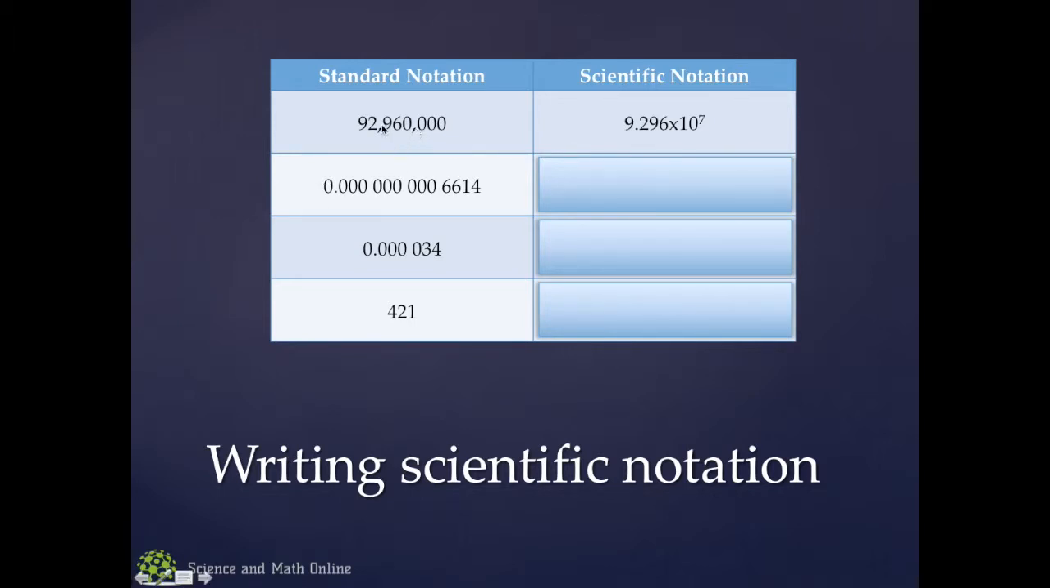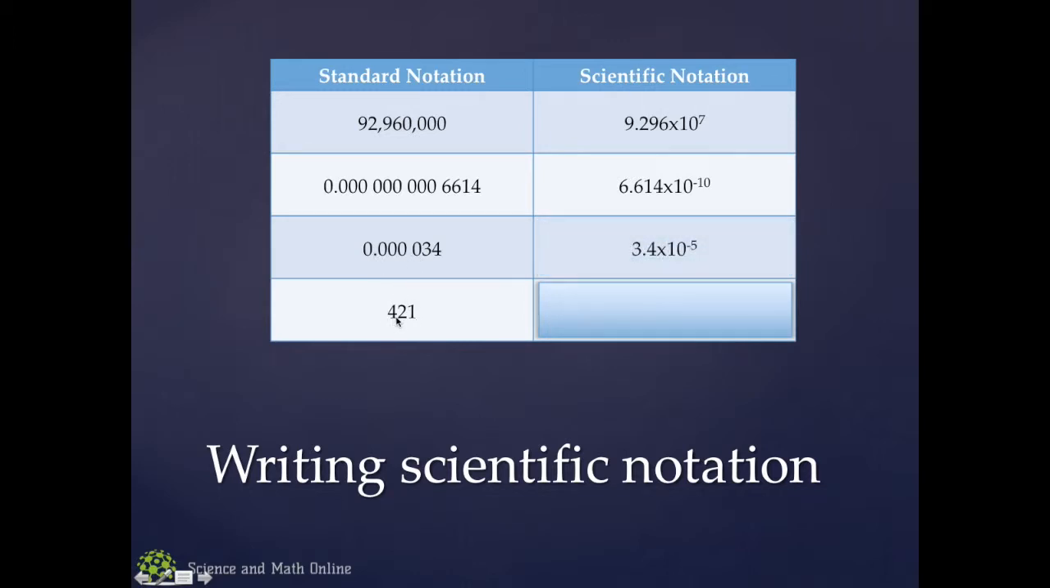I do like to use comma separators and spaces like this just to make the counting easier. So once again, put the decimal behind the first non-zero number, it goes behind the 6. And then count the movement: 1, 4, 7, 10. So this is 6.614 times 10 to the negative 10. Then this one, 3.4, where the decimal goes, times 10 to the negative 125. And this one, 4.21 times 10 to the second.